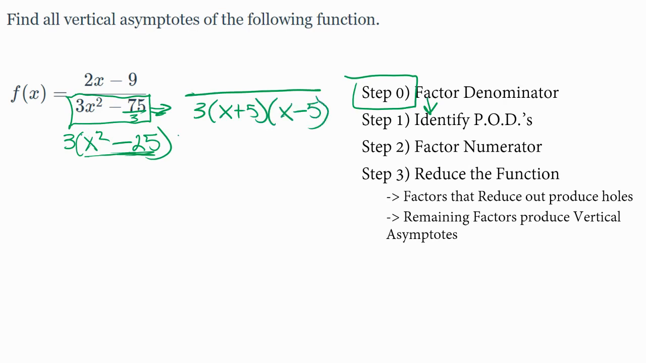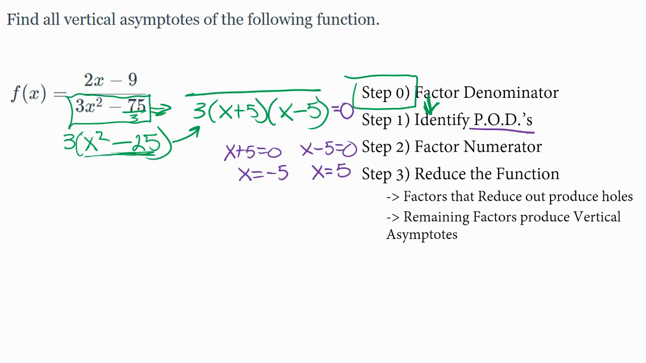So I factored out my 3, and then I rewrote it in fully factored form, so that I can identify the points of discontinuities. Step 0 is just there as the means to the points of discontinuities. The points of discontinuities happen when the denominator is equal to 0. So I set each factor equal to 0. So I set x plus 5 equal to 0 and x minus 5 equal to 0. And I solve each of those. I'll get x equals negative 5 from the first one and x equals positive 5 from that second one.